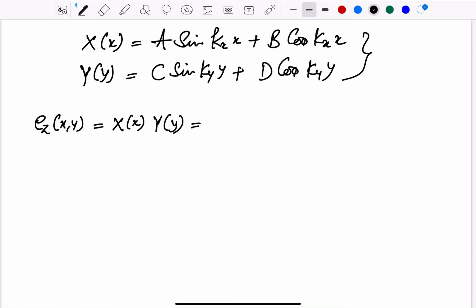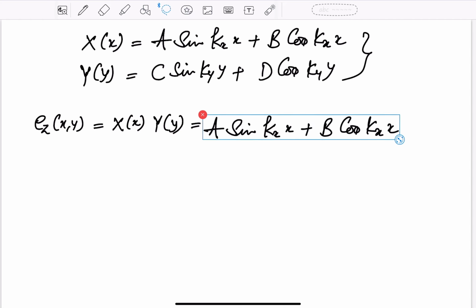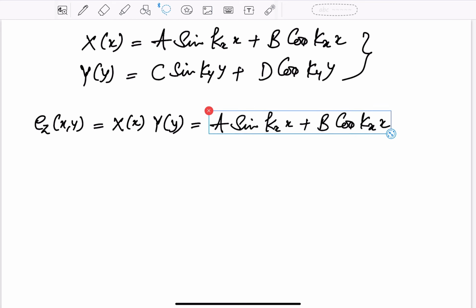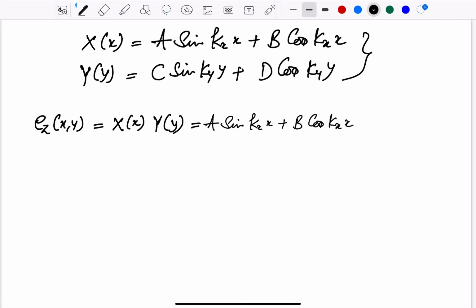So let me just copy this equation. This is 1. It is quite easy writing the equations, and this is 1 into this one, the second one, which is the Y of y.